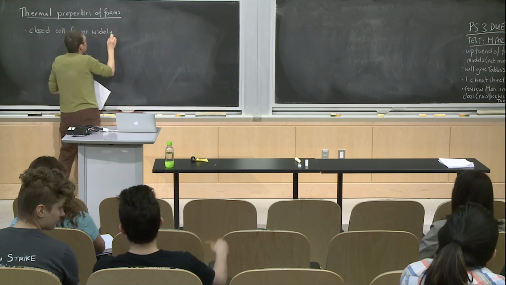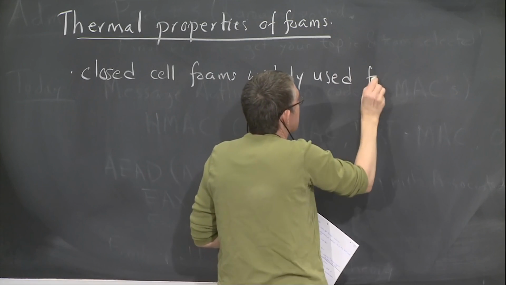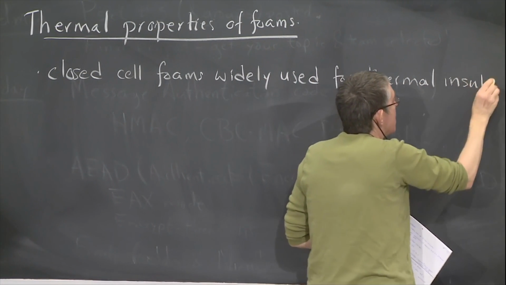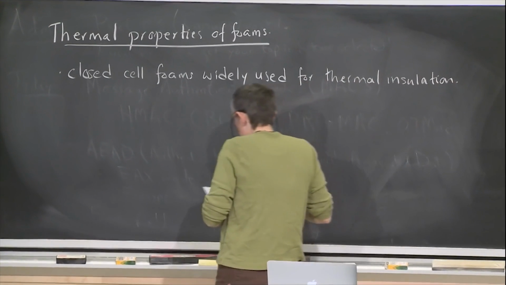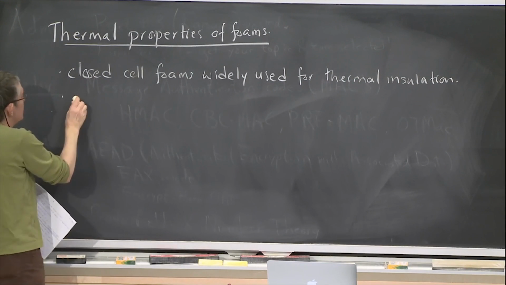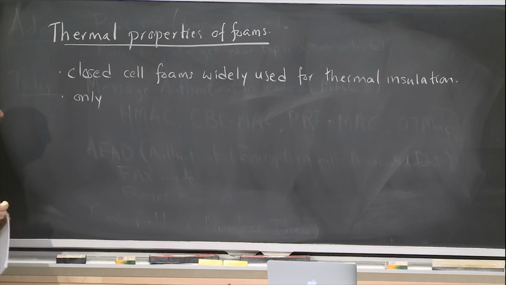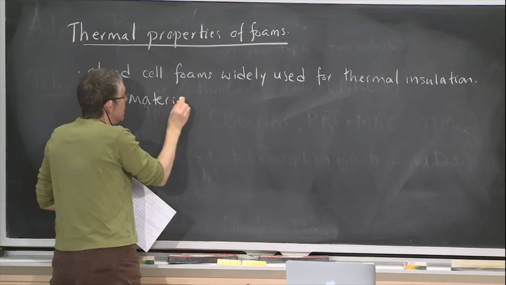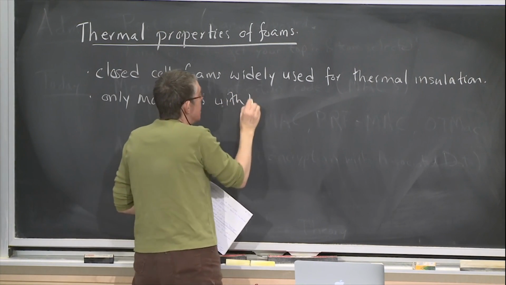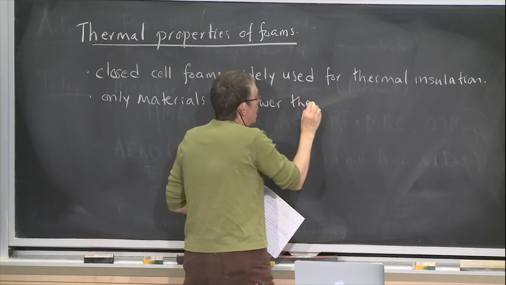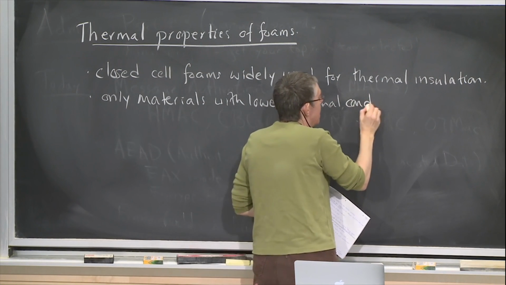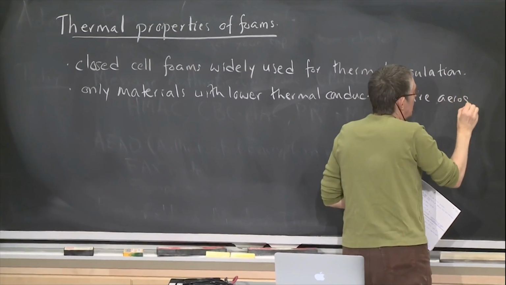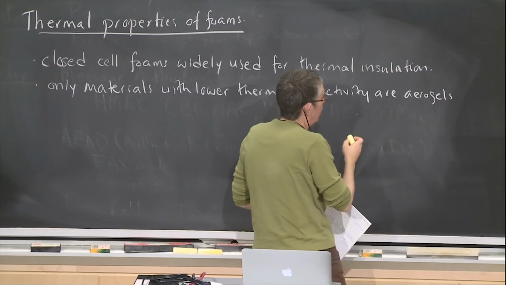So closed-cell foams are widely used for thermal insulation. And the only materials with lower thermal conductivity than closed-cell foams are aerogels. I'll talk a little bit more about aerogels later on today.